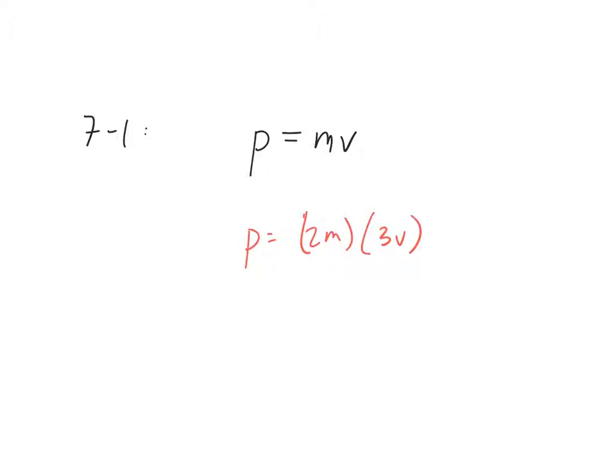No matter what I tell you the numbers are, the next step is the same. We look at this and say, let's put MV together, and then let's put our numbers in front. And these numbers, 3 times 2, give us just 6. So if I want to compare the old momentum to the new momentum, just look at the coefficient. Clearly the momentum goes up by a factor of 6.